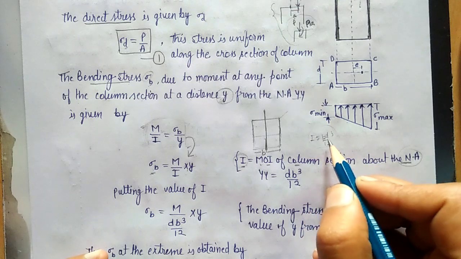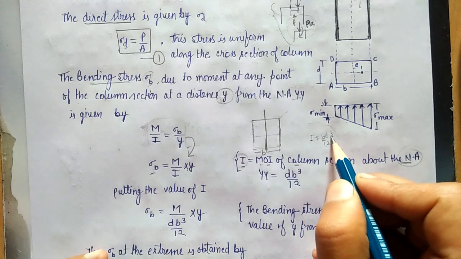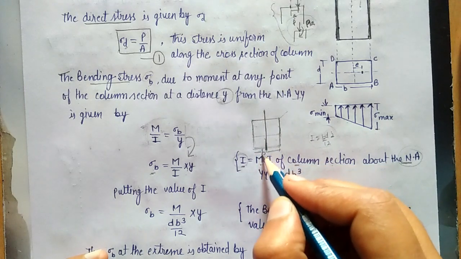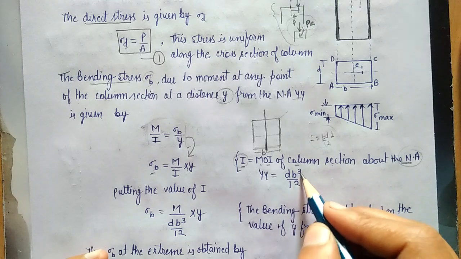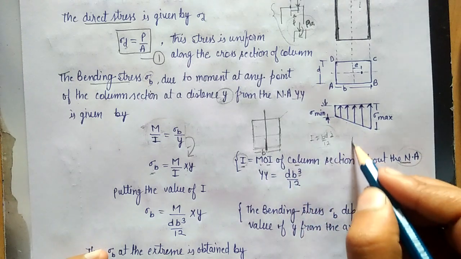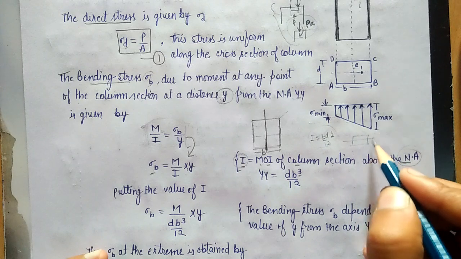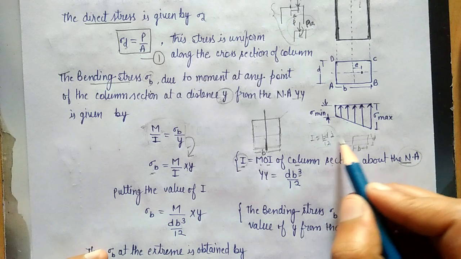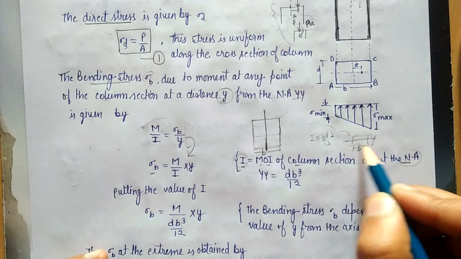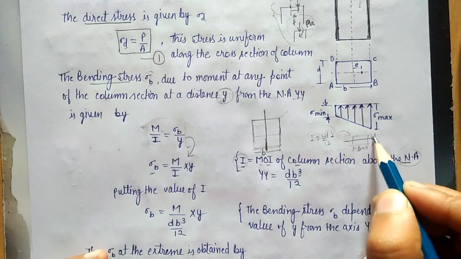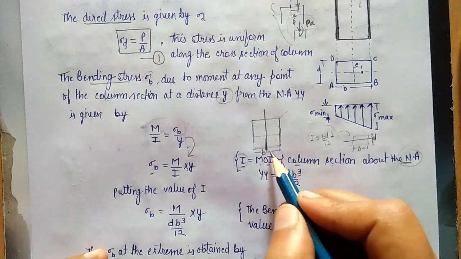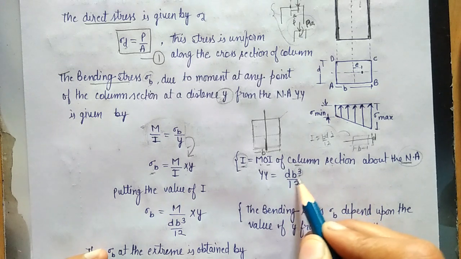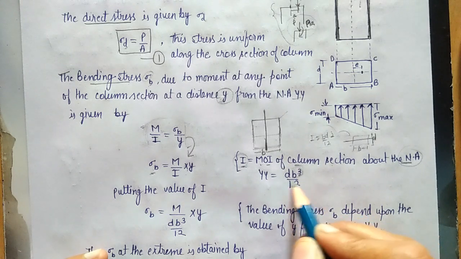You remember this formula. But why does d cube come? The section cuts in this axis of b, so d cube comes. When the axis is like that, here it is b and here it is d, the formula comes out as b d cube divided by 12, because the dimension d is cubed. When the other dimension b is cubed, the formula of I comes out as d b cube upon 12.